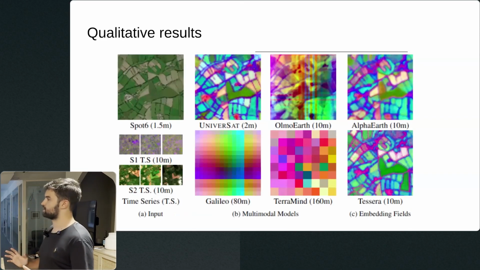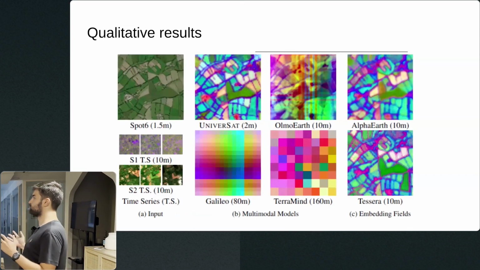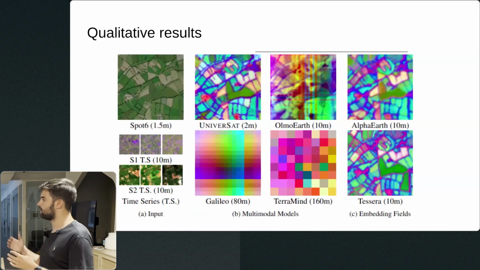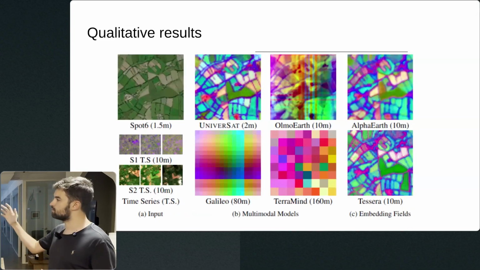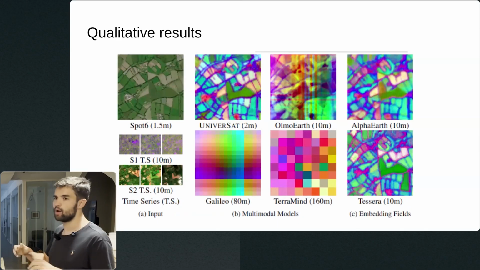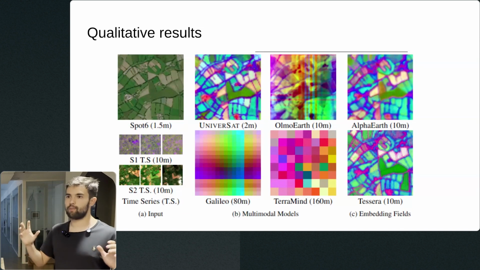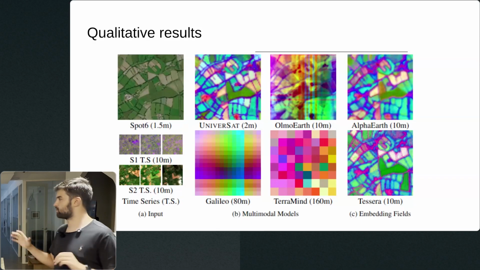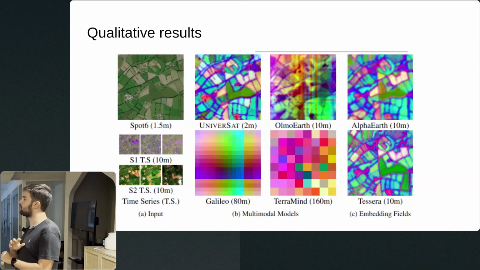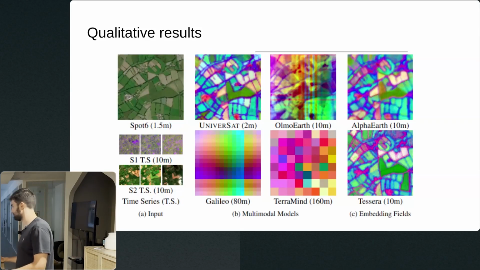A bit of qualitative results. We are able to produce feature maps at the size we want, so feature maps which are really fine-grained, and this allows us to be even competitive with embedding fields, which are just embeddings that are released throughout the globe and have seen a lot of different data.